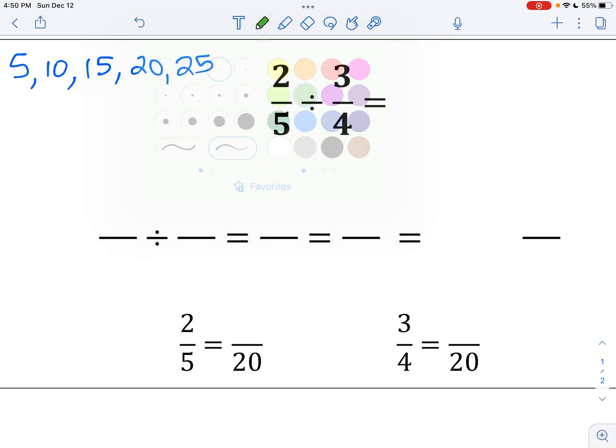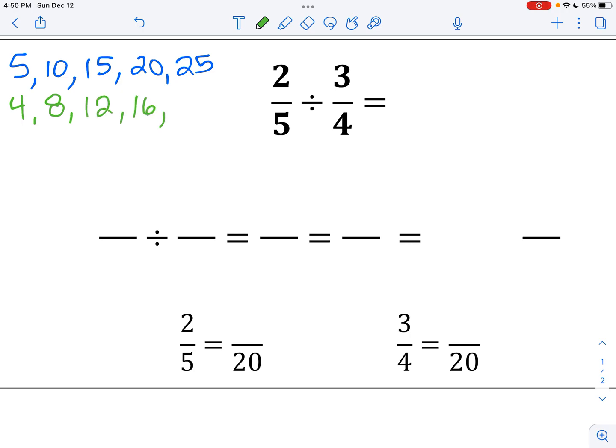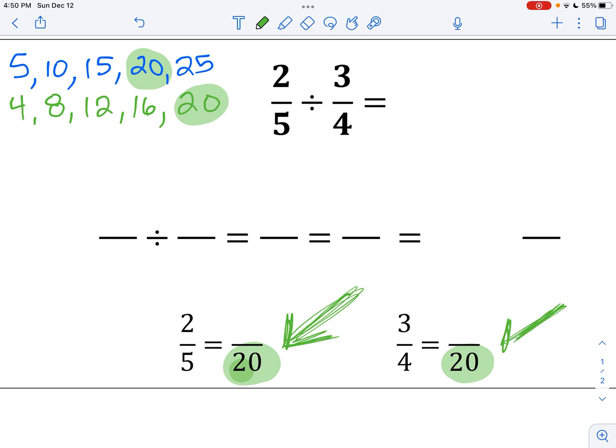And then I'm going to count by 4, and you can use a calculator to help you with this. 4, 8, 12, 16, 20. I want you to see that the first number that's in both lists is 20. That's why down on the bottom, I have 20s. There's some big arrows here. Down here on the bottom, I changed both of these fractions into 20 as a denominator.